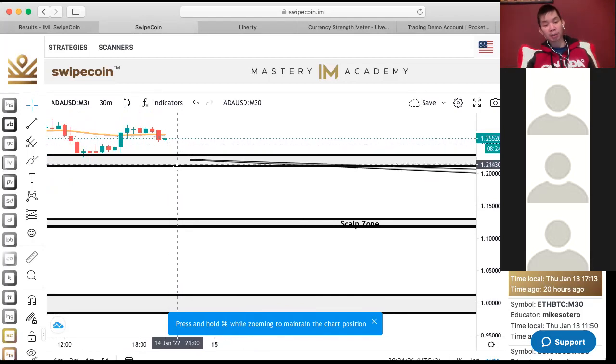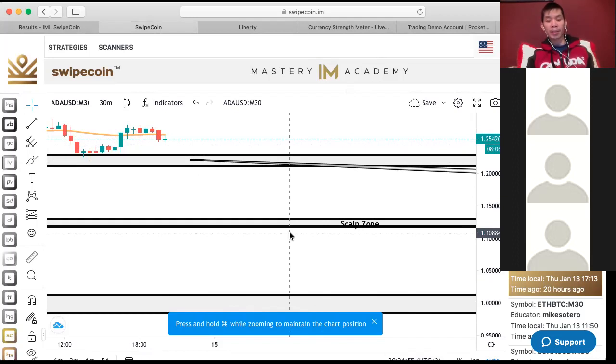So now we're waiting for it to close below around 1.22. I'm actually going to type that in the chat for you guys to write down. On your MetaTrader 4, you're going to be looking for ADA USD. You're looking for a sell, and you enter around 1.22.